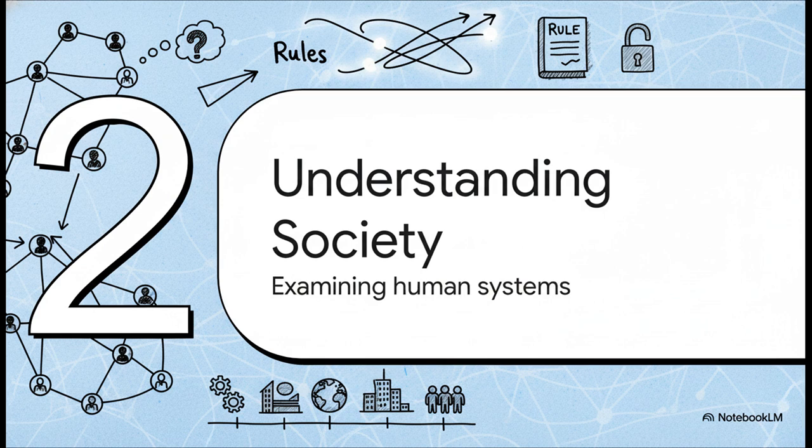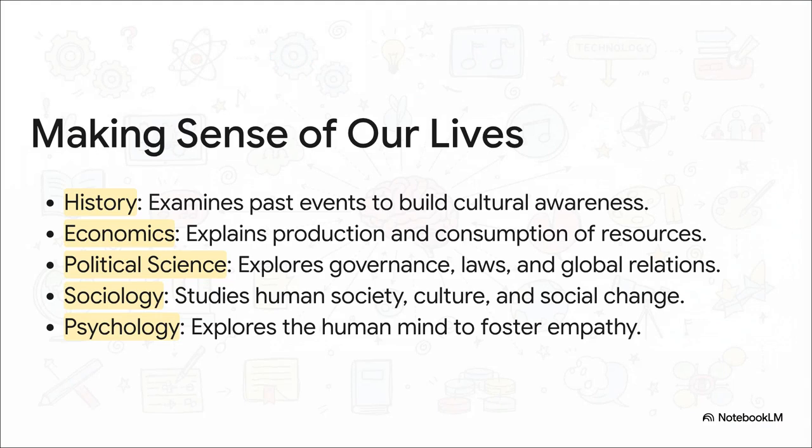Okay, so we've got the rules for the universe, but what about all the rules we make for ourselves? Let's jump to our next section and see how we study human society, our behavior, and the really complex systems we've created over time. This next group of subjects, think of them as different lenses for understanding people.